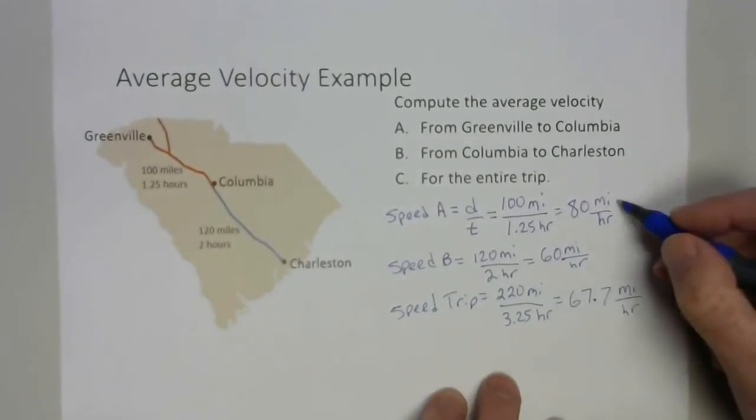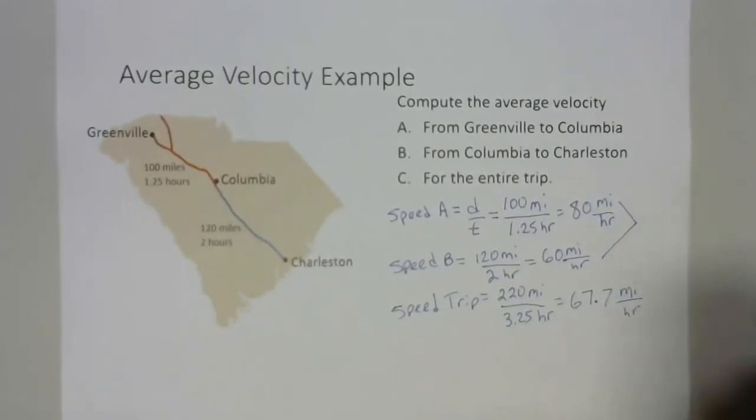Now notice it wasn't just the average of the two segments. It wasn't 80 plus 60 divided by 2, or 70 miles an hour, because the two segments aren't even lengths and you didn't spend equal time on them. So you can't just average them together. You have to look at the speed over the whole trip, that is total distance over total time. And so you don't quite get the average in this particular case. So this was a little lesson on average velocity.